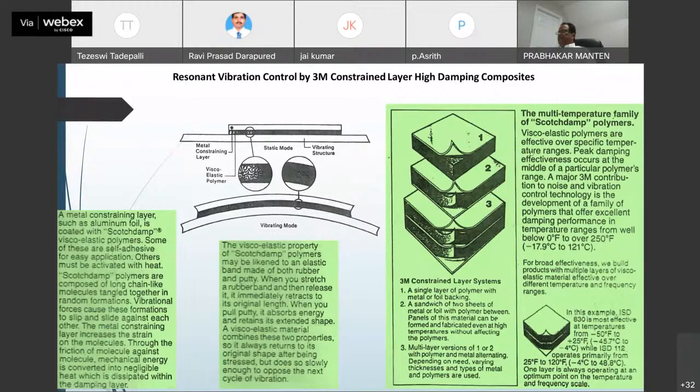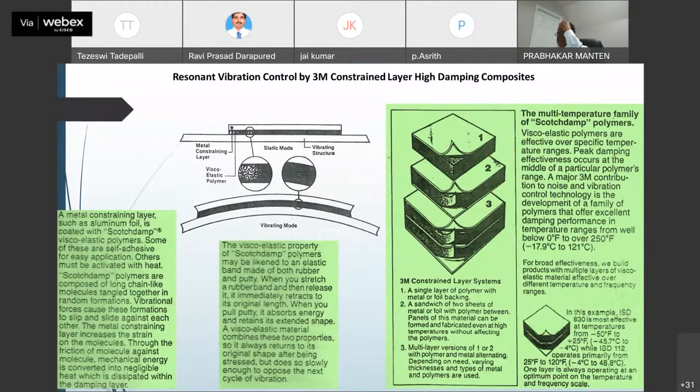Viscoelastic materials are by their very nature temperature and frequency dependent. The best performance will be over a range of frequencies or temperatures, not all over. So you have to be very careful in selecting the type. Viscoelastics are effective over specific temperature ranges. Peak damping effectiveness occurs at the middle of a particular polymer's range.